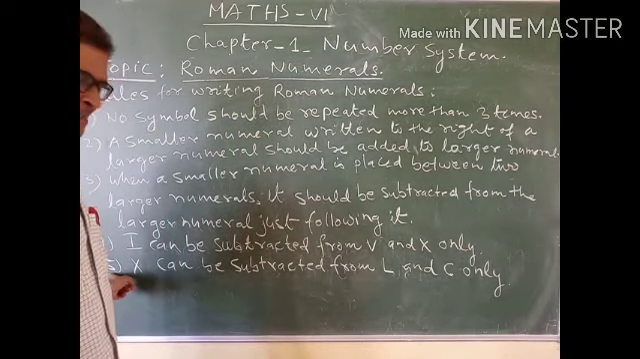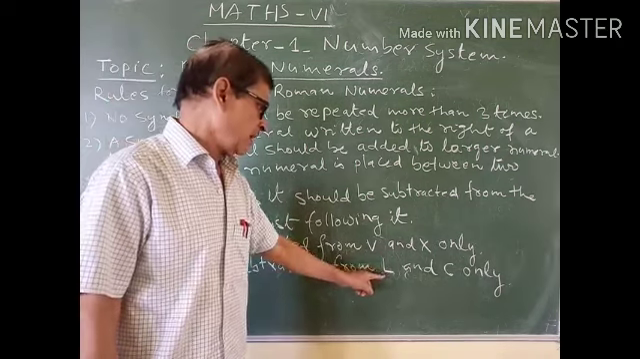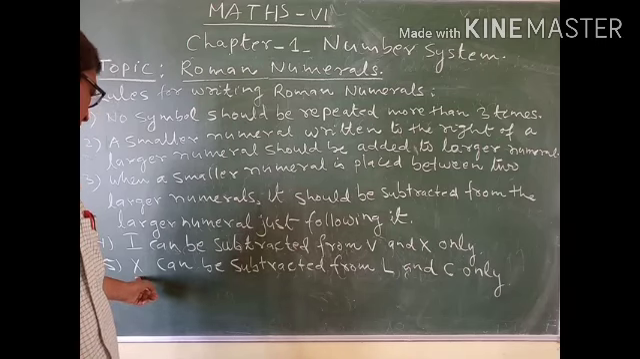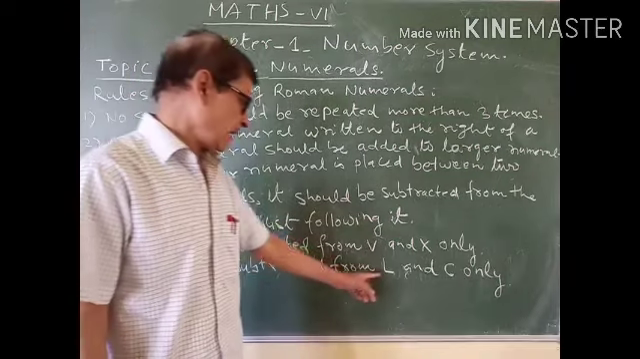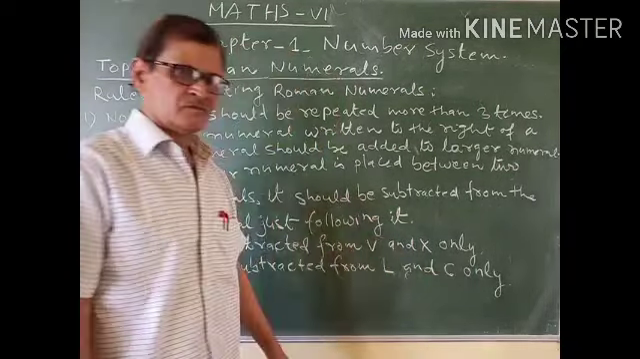Fifth rule is X can be subtracted from L and C only. X can't be subtracted from other numbers. It can be subtracted only from L, 50, and C, 100, only.